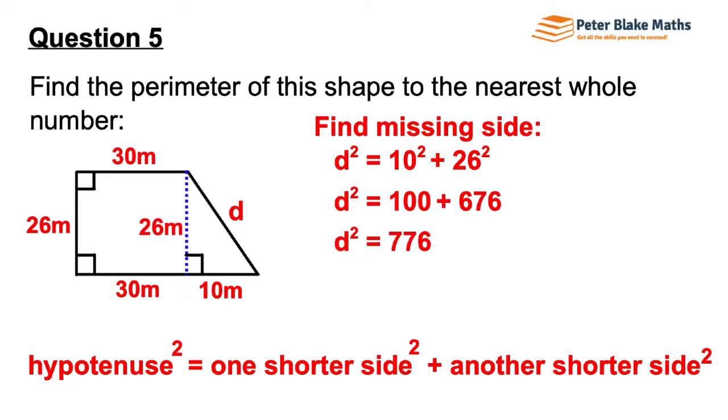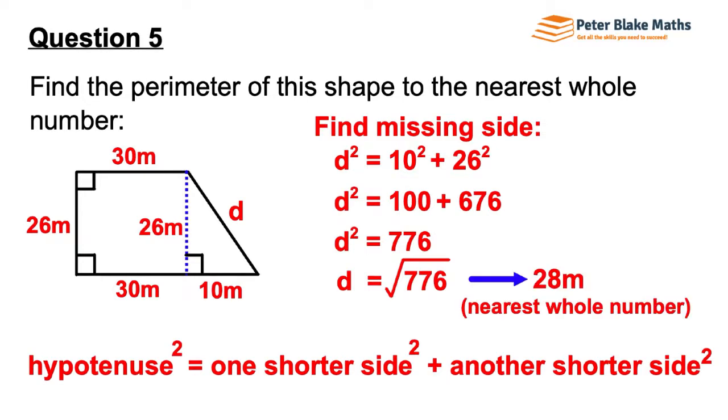To get d on its own from a d squared, we'll do the opposite to both sides. We'll square root both sides. We get an answer there of the square root of 776 for d. If we type that into our calculator, we'll get 28 meters. We'll just round that off to the nearest whole number like the question asked us to. 28 meters for d. So we've got d is 28 meters.